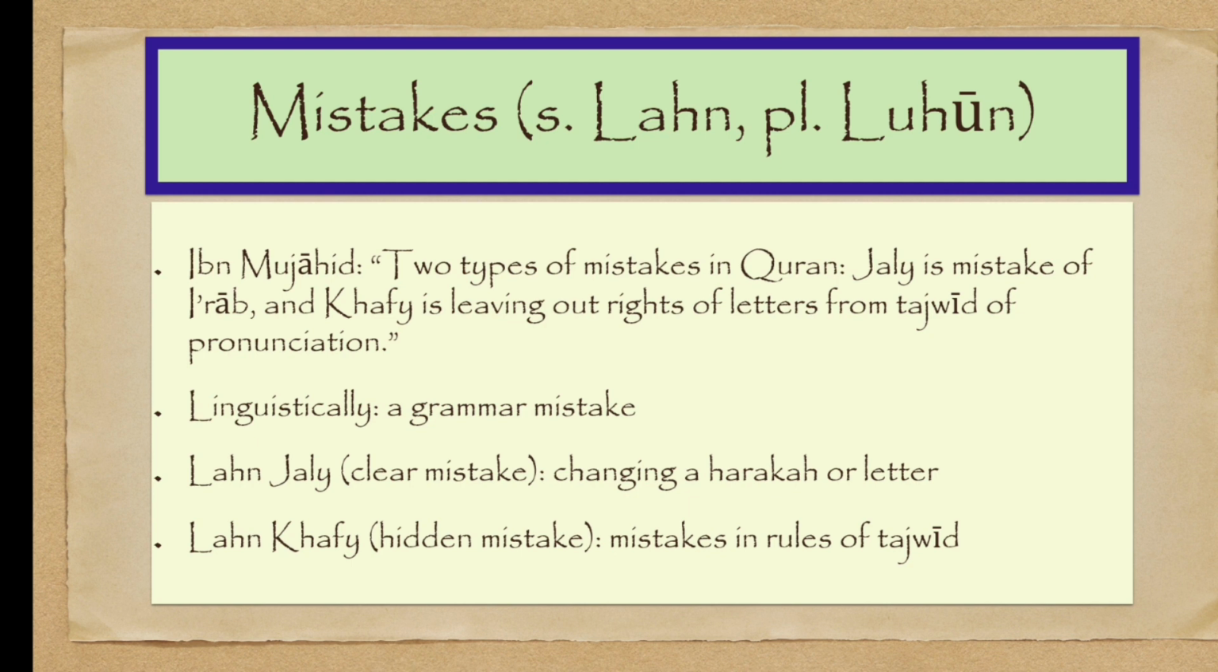And another example is changing a letter. For example, saying a seen in the place of a sad, or saying a sad in the place of a seen, or any other letters. Changing a letter for another letter. And lahn khafi, or hidden mistake, is basically mistakes in the rules of tajweed. For example, leaving out a ghunna, or making the longer mad into a shorter mad, etc.